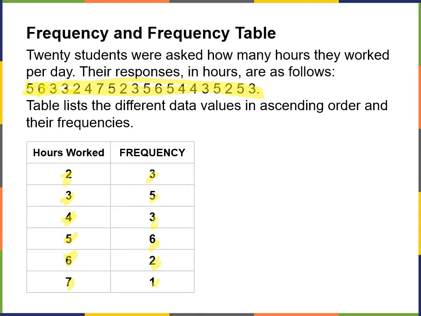Just by looking at this chart, we can see that most people worked 5 hours, and 3 hours was the next most. It was kind of pretty spread out. Most of it's kind of in the middle, a little less on the ends. But you start to get an idea of what your data looks like in a frequency table like this. So it's just a way to organize your data.